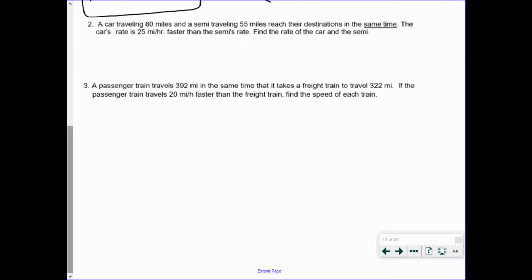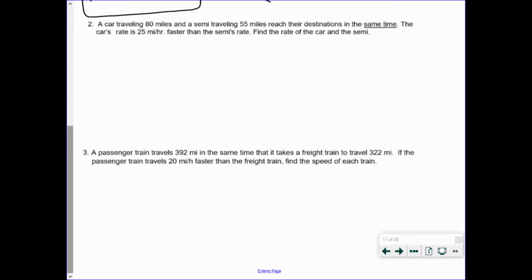Okay? So that's what we mean when we say we set each object's distance over rate equal to each other. The times are the same. If they're traveling a certain distance within the same time frame, we can set each object's distance over rate equal to each other. And for number 2, we're going to go about it the same way.